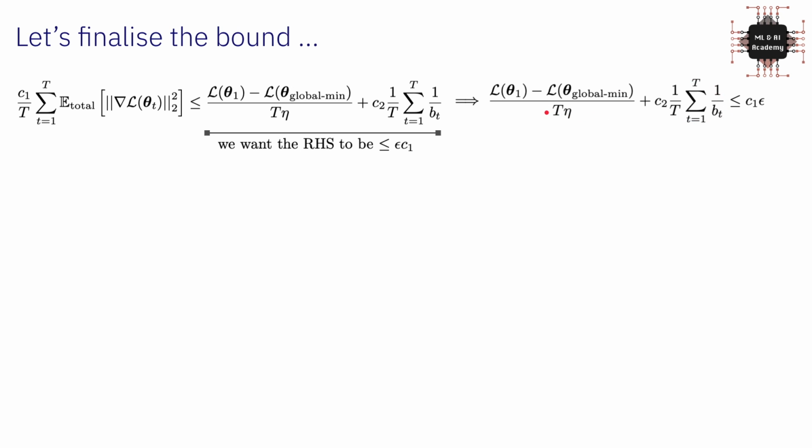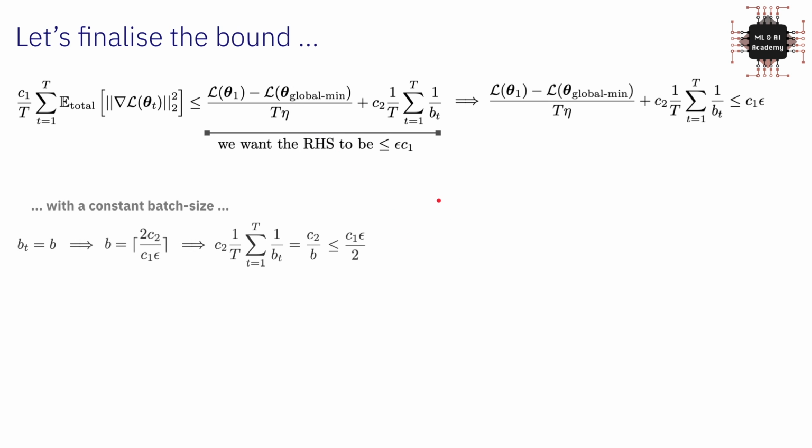the L of theta 1 minus L theta global over T times eta, plus C2 times 1 over T summation of 1 over BT, to be less than epsilon times C1. And now, as you see, C1 and C1 will cancel out, which means that the average expected norm squared will be less than epsilon.